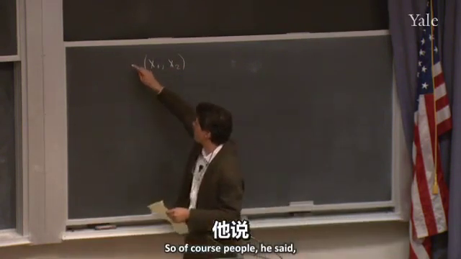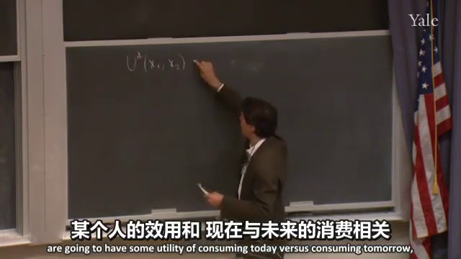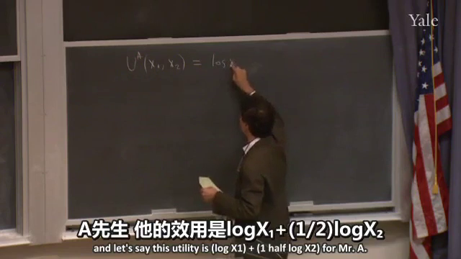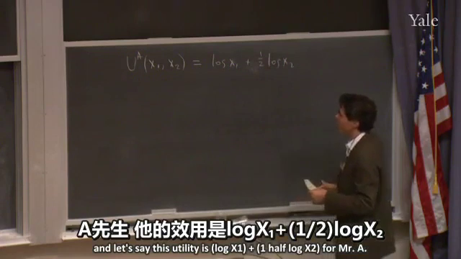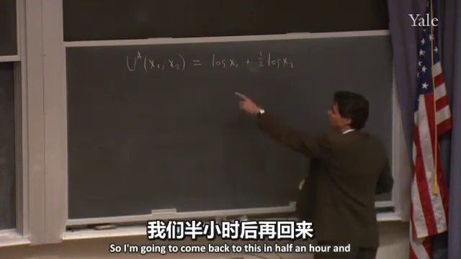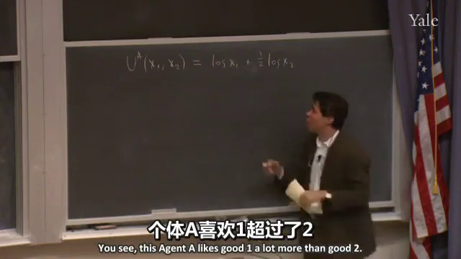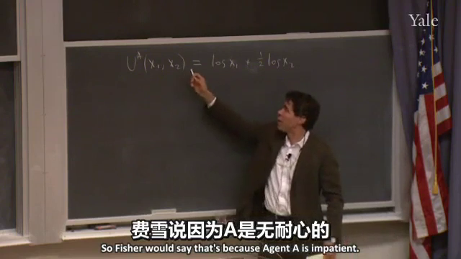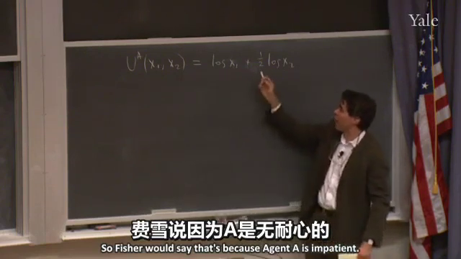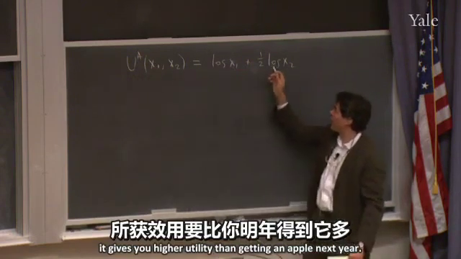So of course people, he said, are going to have some utility of consuming today versus consuming tomorrow. And let's say this utility is log x1 plus 1/2 log x2, for Mr. A. I'm going to come back to this in half an hour and explain why Fisher thought that this half made sense. You see, this agent A likes good 1 a lot more than good 2. So Fisher would say that's because agent A is impatient. An apple is an apple, but if you get it now, it's worth more to you. It gives you higher utility than getting an apple next year.